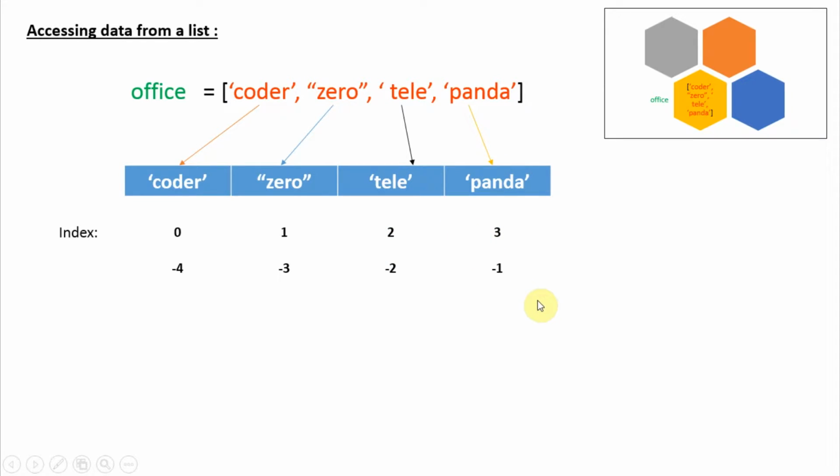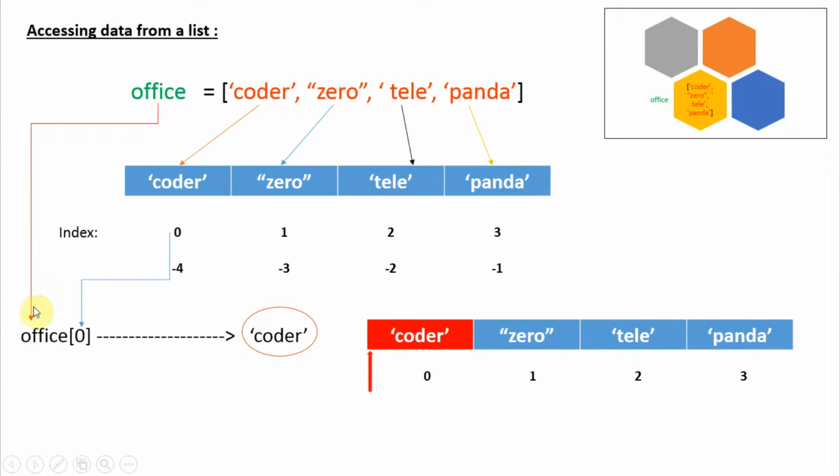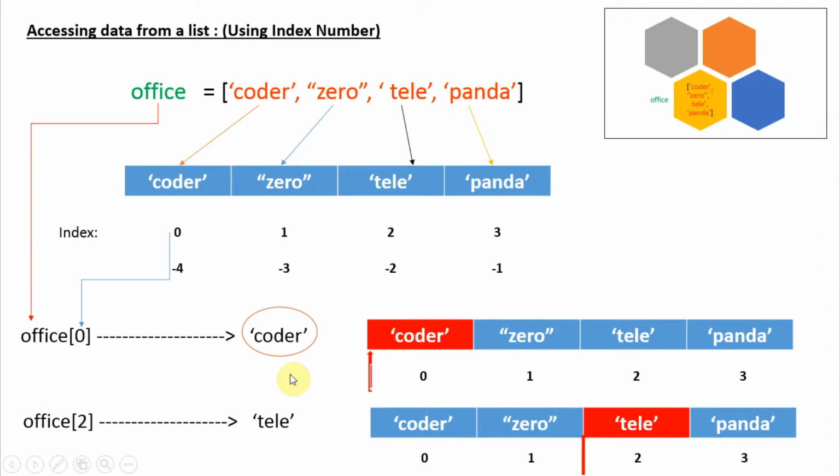To access one item from the list, we can do a similar indexing operation to what we did in strings. We put the name of the list, then the index of the item we want to retrieve. Here we want to get coder, so its index number is 0. We are putting 0 here. The index pointer will be pointing at the starting of index position 0, and we'll get the value coder. Another example: index number 2, the pointer will be pointing at the starting of index number 2, and we'll get the value tally.